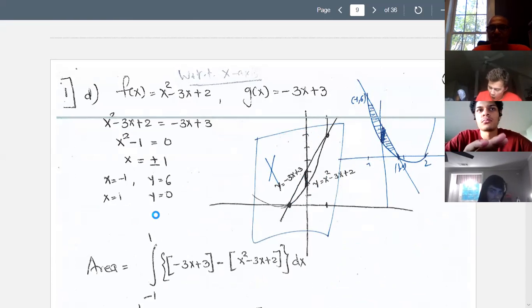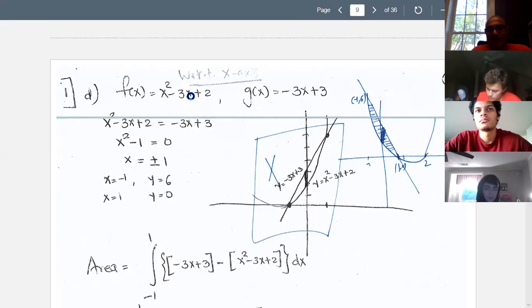Okay, so next example: f(x) equal to x squared minus 3x plus 2, g(x) equal to negative 3x plus 3, right? So this is a parabola and this is a straight line. The parabola runs like this. You know how to draw the picture of a parabola, x squared minus 3x plus 2. If somebody says that I don't know how to draw the picture, I would say take x squared minus 3x plus 2 equal to 0 and make a perfect square on your left side.